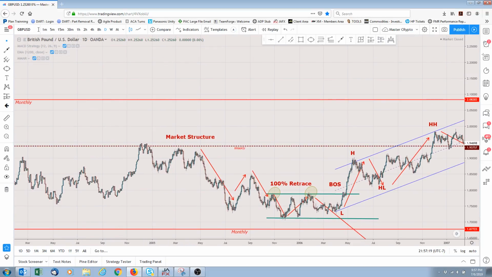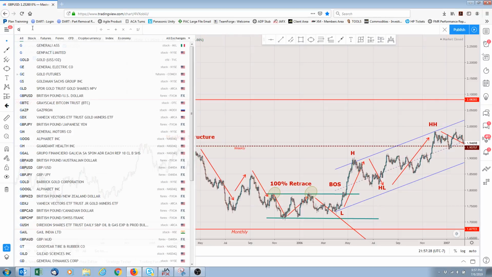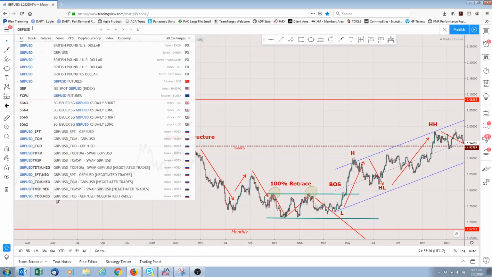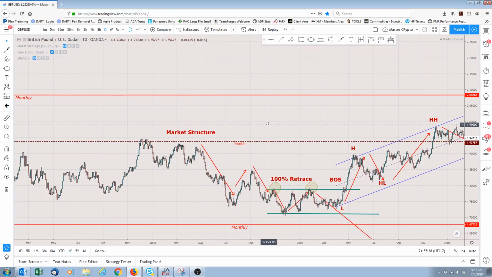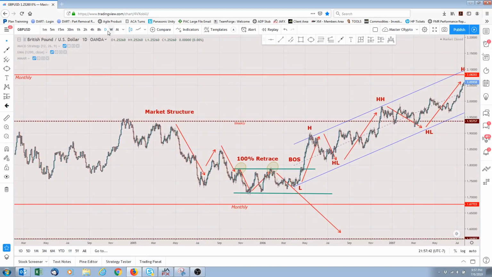Okay, so here, make sure you're on GBP USD. If you haven't loaded that in, just go here and type GBP USD, and you should see it right here. Just click on that and it'll bring up a chart. Okay, so today we're going to talk about market structure. So I want you to watch the video once and then go ahead and do the same thing I'm going to show you.